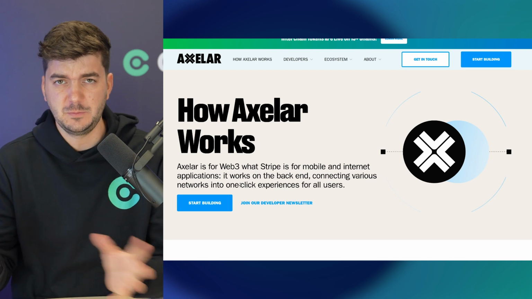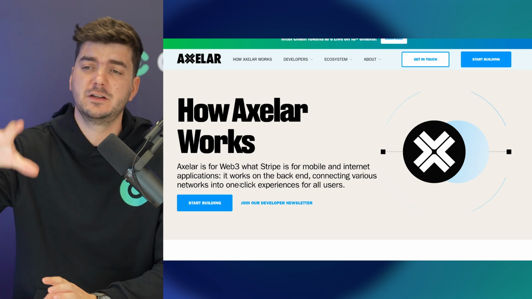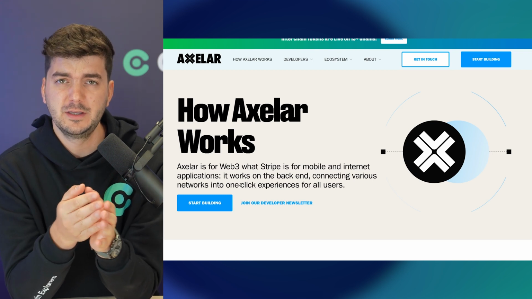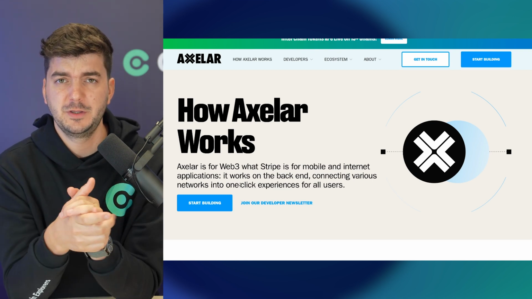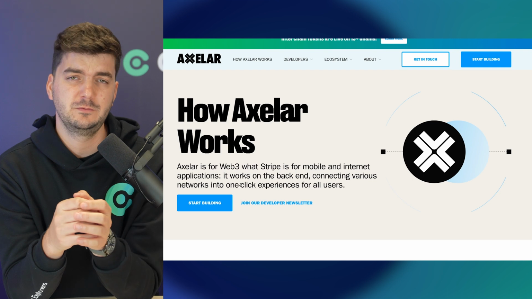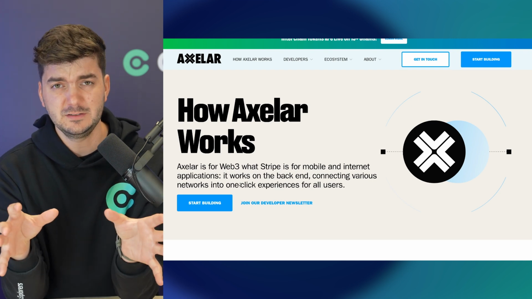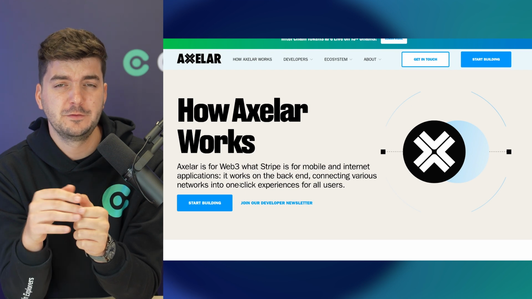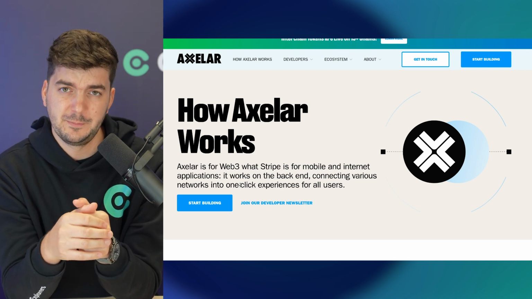So what does that mean? It means that if there is an application which you want to use, you can use it without knowing on which chain it is running, because whatever you need to achieve, whatever you need to do with it, Axelar will solve it in the backend, and you don't need to bother with hopping from chain to chain in order to use the application.